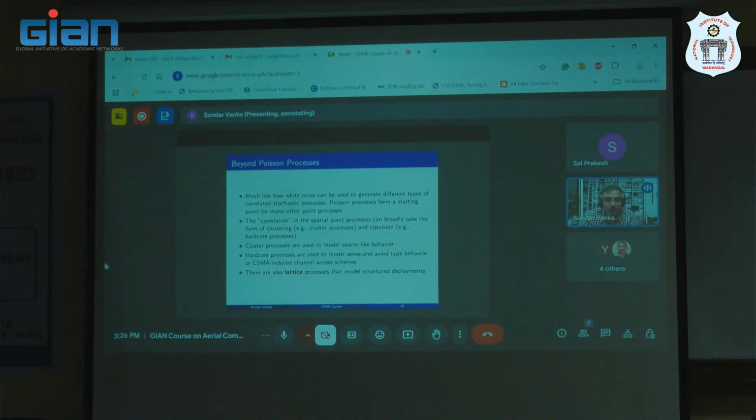And you can also model, for example, things like carrier sense multiple access, like MAC channels and all these MAC medium access schemes and so on.